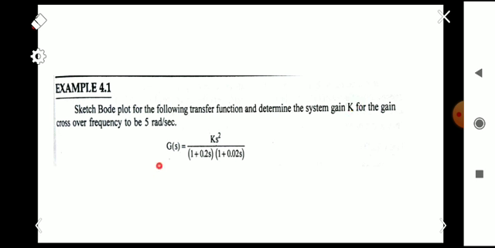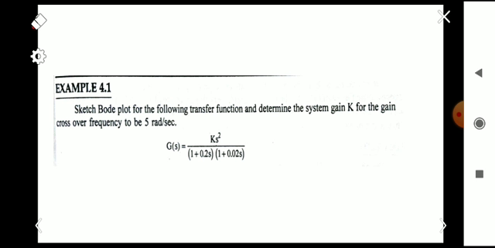Our function is G(s) equals K squared by (1 plus 0.2s) into (1 plus 0.02s). So this is our function. We have to sketch the Bode plot and find the value of K corresponding to the gain crossover frequency 5. One thing you have to notice is that at the gain crossover frequency, the gain of our system, that is the magnitude in decibel, will be 0. That's the point you have to note down.